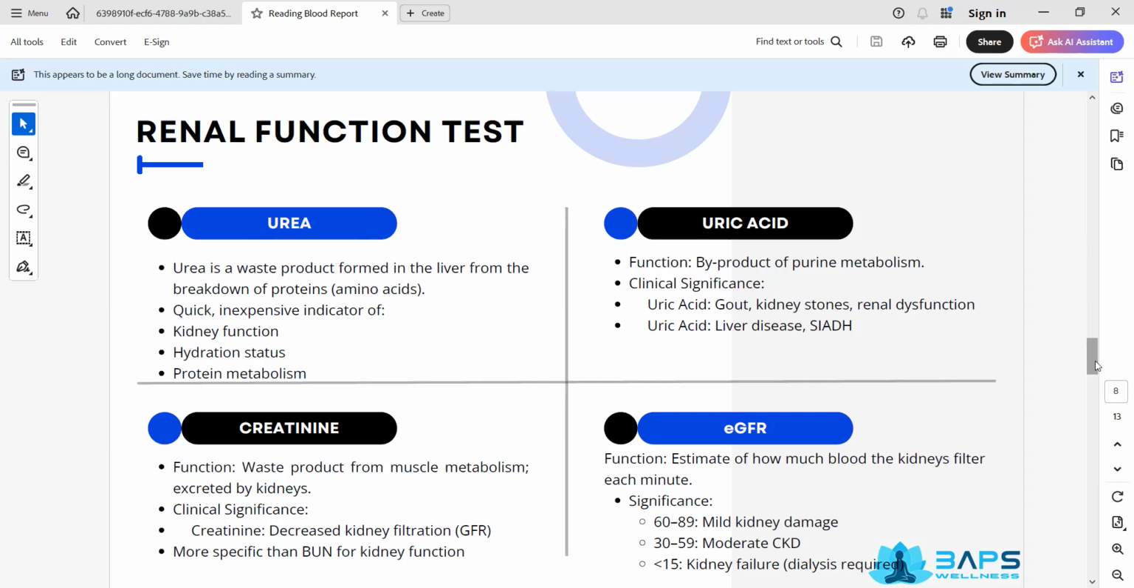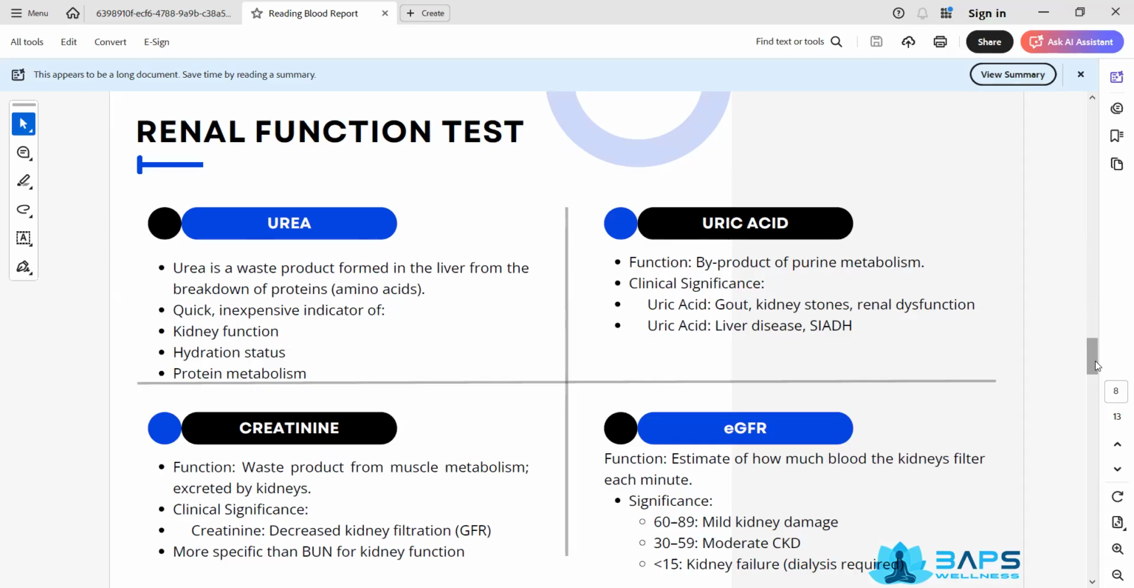So urea is the waste product formed in the liver from the breakdown of the protein. So if the urea is more, ask the person what is the level of intake of protein. If he regularly takes heavy non-veg items and he also works out more, immediately after the physical activities, if you check, normally the urea will be more. So you should not immediately jump to the conclusion that your urea is more, so you are having some renal issues. It is a general indicator of the kidney function and also the level of hydration in the body and the protein metabolism, how the protein is handled in the body.